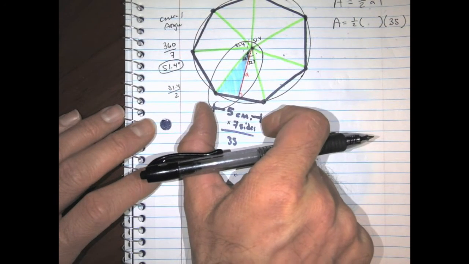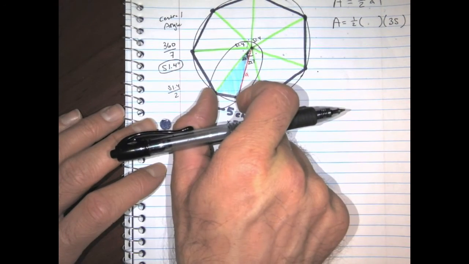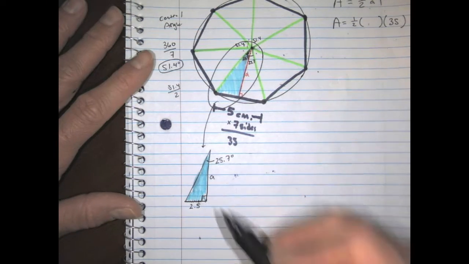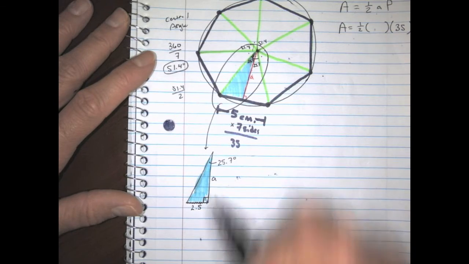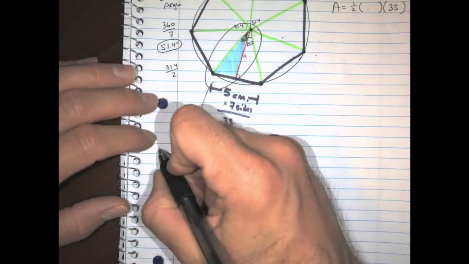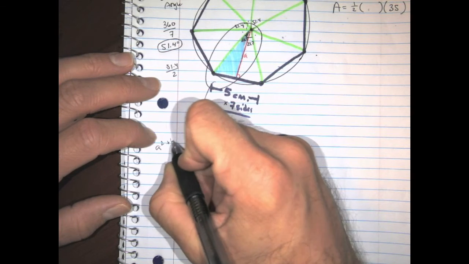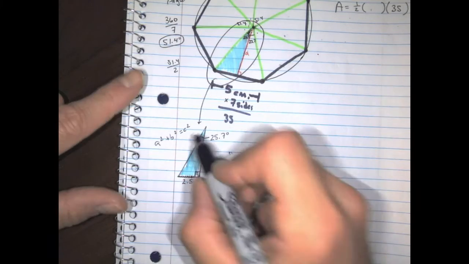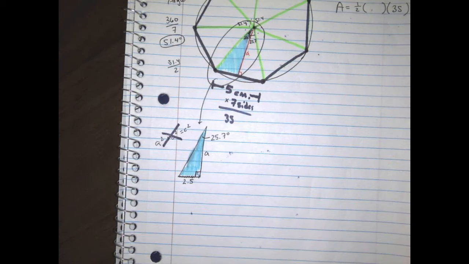If the total side length is 5, this is going to be half that side length, which is going to be 2.5. Can we find this side right here? Well, it's a right triangle. We know a lot about right triangles. We can use the Pythagorean theorem, which is a great theorem. Unfortunately, it's not going to work for this problem.